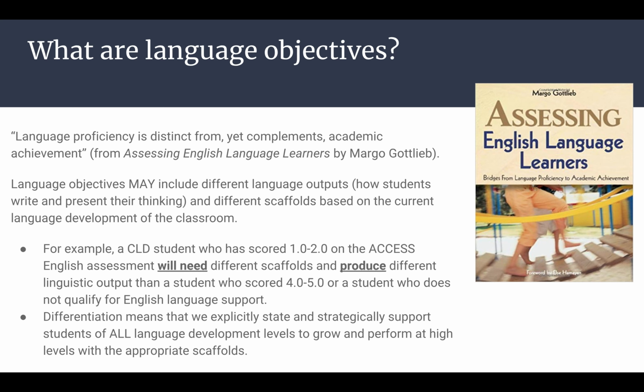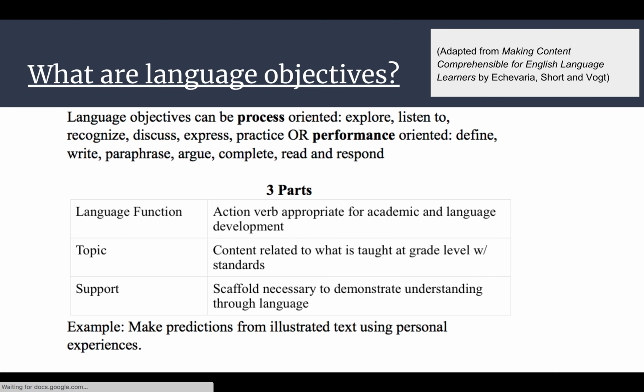In Assessing English Language Learners by Margo Gottlieb, she explains that language proficiency is distinct from, yet complements, academic achievement. Thus, language objectives will include different language inputs and outputs based on classroom learning, and they will also include different scaffolds for the student's current English language development.